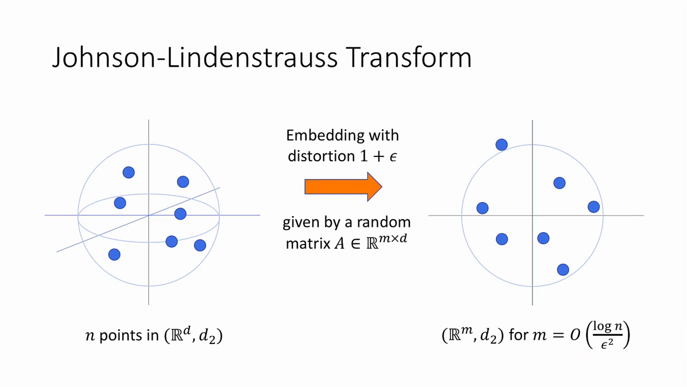A map that does this, that is a randomized map so that for any set of n points, with high probability that map is going to preserve distances between these points, is called a Johnson-Lindenstrauss transform. So we just showed that taking a random matrix with all its entries IID Gaussians gives us a Johnson-Lindenstrauss transform.